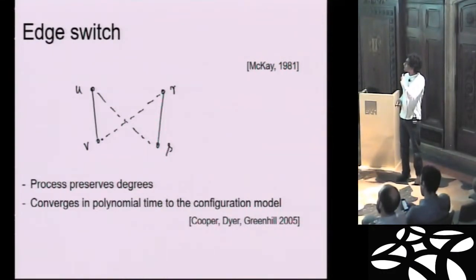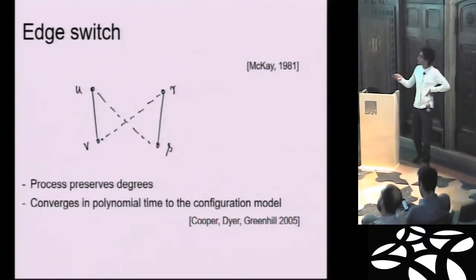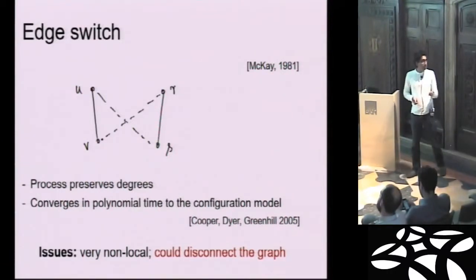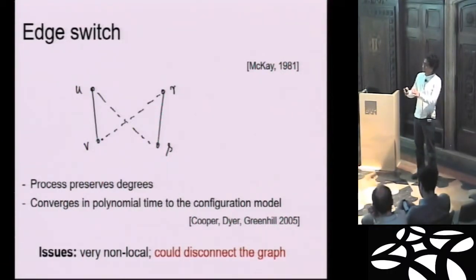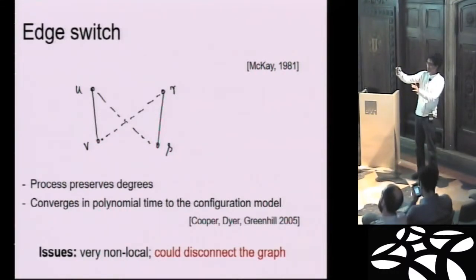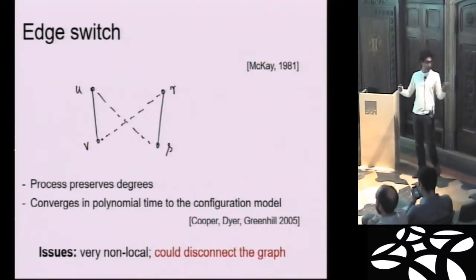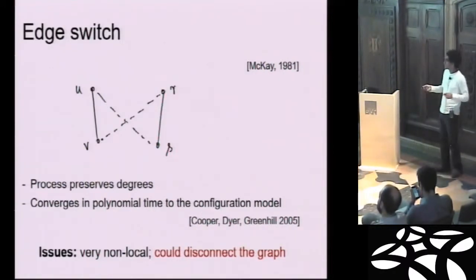All right, so this is a very simple way of moving from one graph to the other. But there are a bunch of issues with this, and the first is that it's very non-local. Because if you have some edge UV and you want to figure out some other edge to swap with, you have to pick a uniformly random edge from the rest of the graph. We just saw that picking vertices itself is difficult, so picking edges is also tricky.